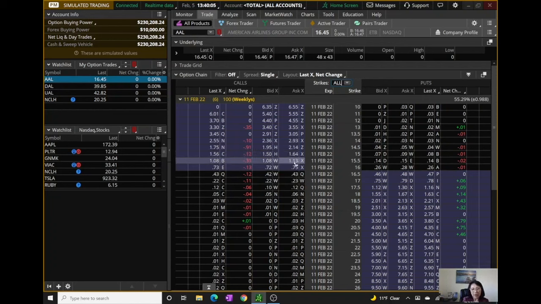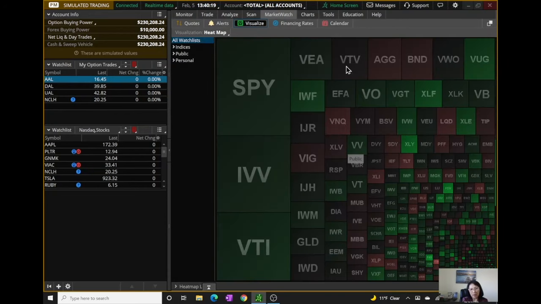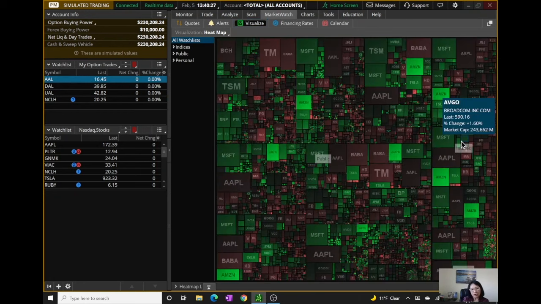But before I do that, something we really have to know is how is this American Airlines market? Is it going up or is it going down? So we're going to take a look at that. We're going to quickly look at the overall market. And of course, the market is closed right now. But I would say you see maybe 50%.